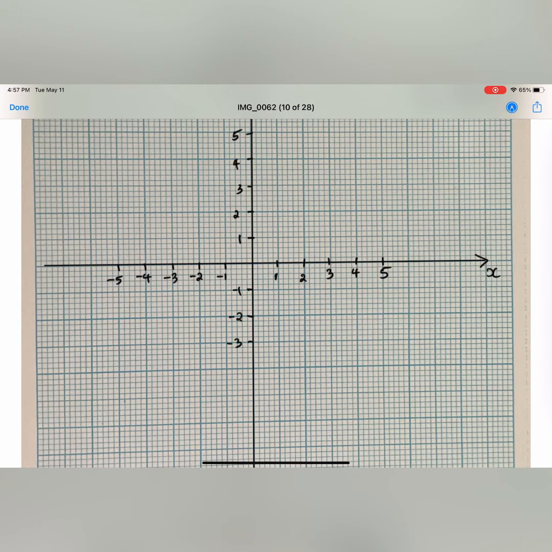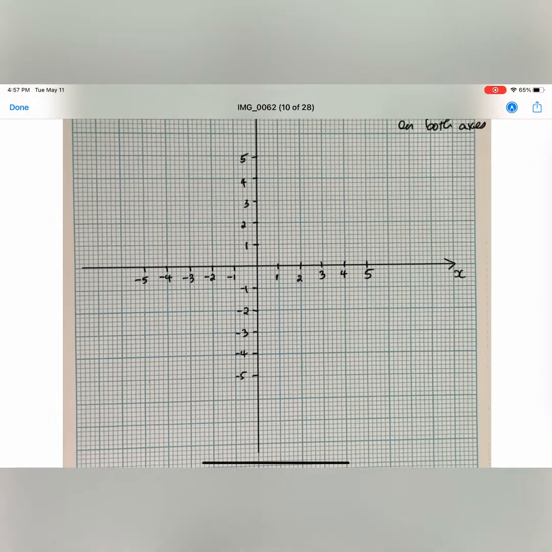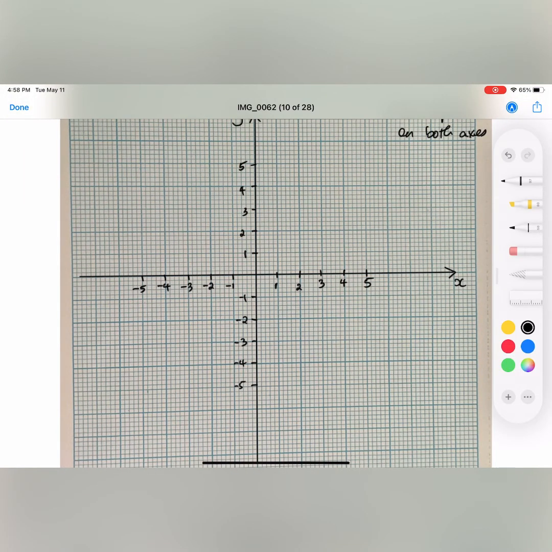Once I am done with doing that, I am going to start plotting the points for the 3 coordinates of the triangle that we were given in the question. So the first point I'm going to plot is the point A. The coordinates of A are 3 and negative 1. So it's 3 on my x-axis and negative 1 on my y-axis.